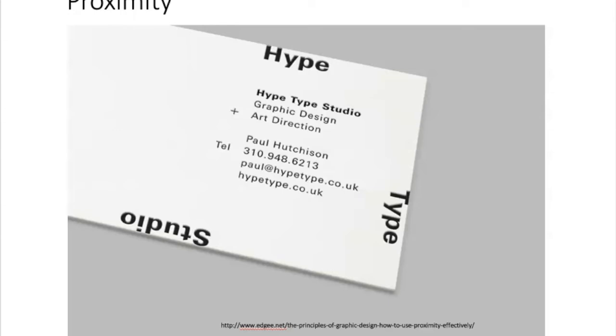Here's a very simple example that highlights a great use of proximity and white space. Take note of how the studio name, Type Studio, and its descriptive text, graphic design and art direction, are grouped together. This makes perfect sense because these three lines all have a connection to each other. The name of the business and what the business does. Then look at the second paragraph. This contains all of the contact information about the business.